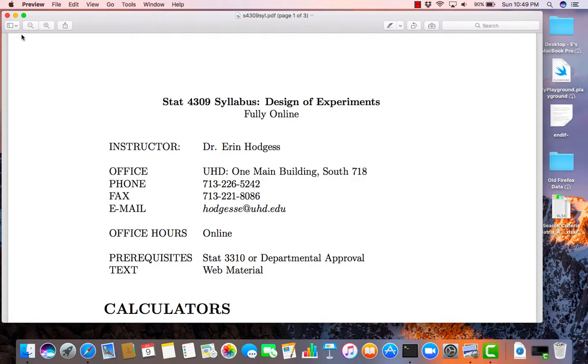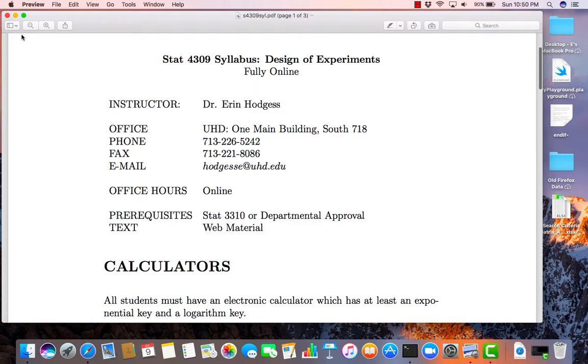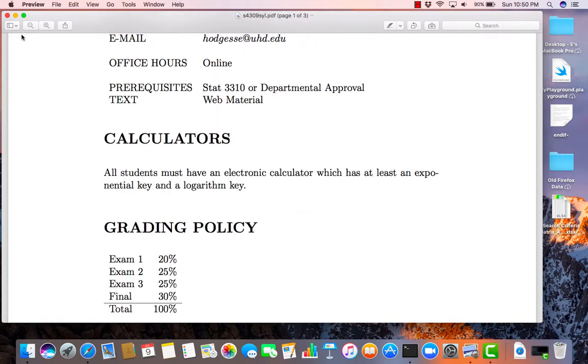So you should have taken Stat 3310 or gotten departmental approval. Now, I know this is going to break your heart and you'll probably cry when you hear this, but you don't need to buy a textbook. We're going to be using web material. If you want to go and buy the official text, go ahead, but you don't have to. If you want to spend that money, knock yourself right out. Okay, so all students must have an electronic calculator which has at least an exponential key and a logarithm key.